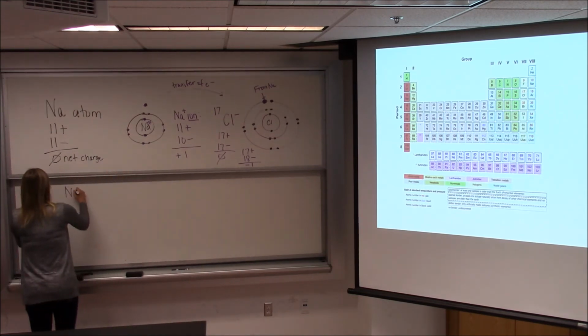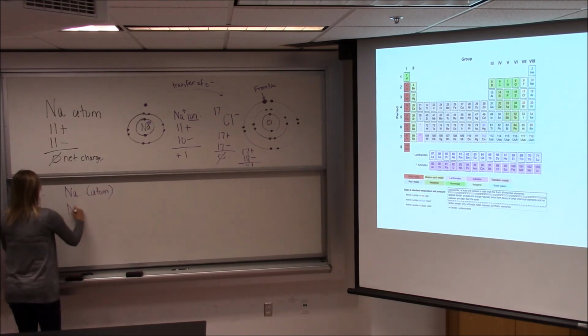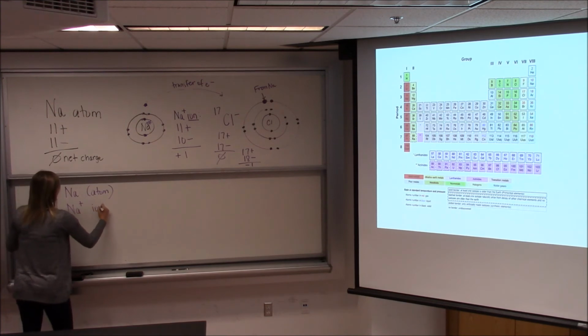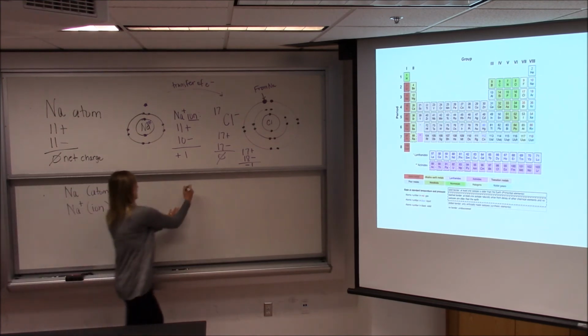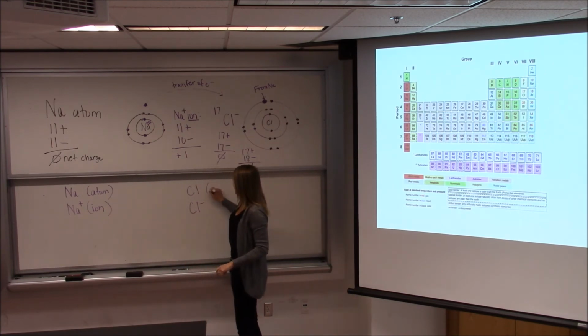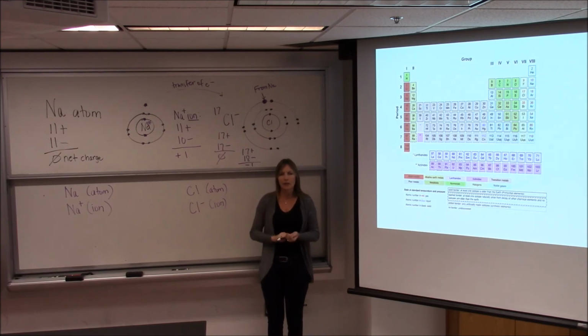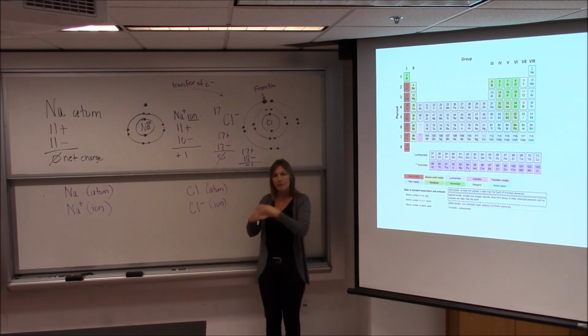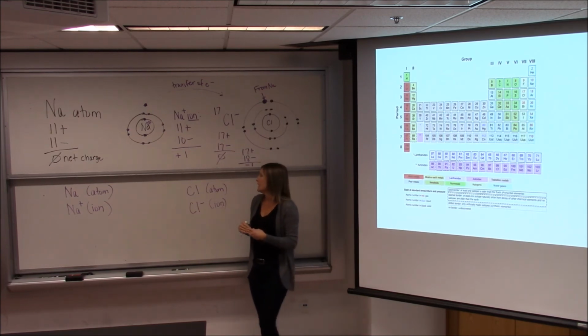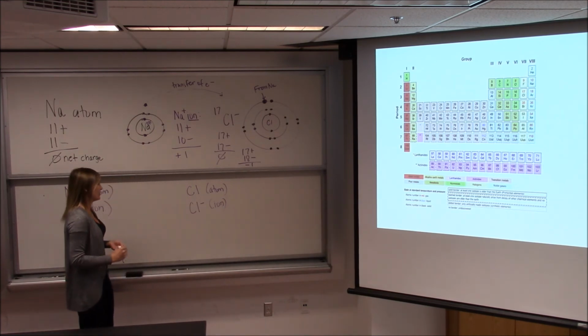So this is how we would write a sodium atom. And this is how we would write a sodium ion. This is how we would write a chlorine atom, and this is how we would write a chlorine ion. Remember, the difference between an atom and an ion is the atom is how it exists on the periodic table in its elemental state. Equal number of protons and electrons. It becomes an ion when that becomes unbalanced. When it either gains or loses electrons, and now it has a net electrical charge.